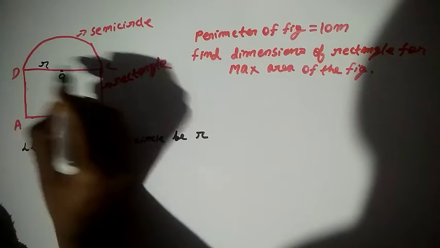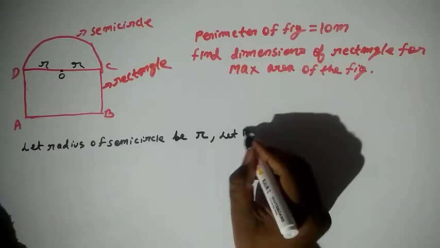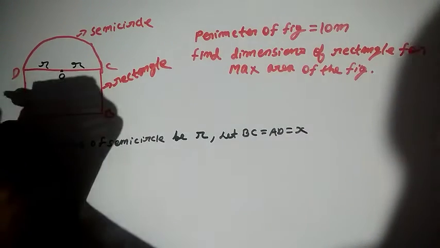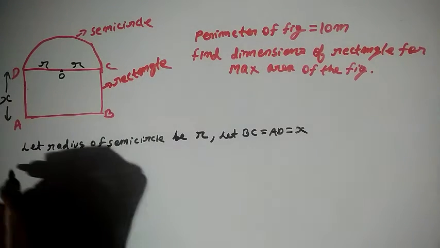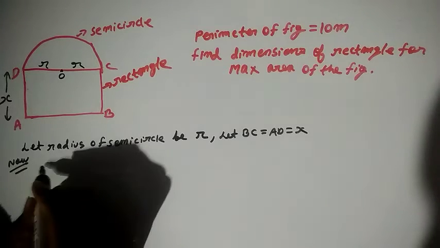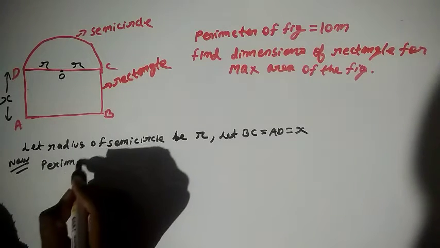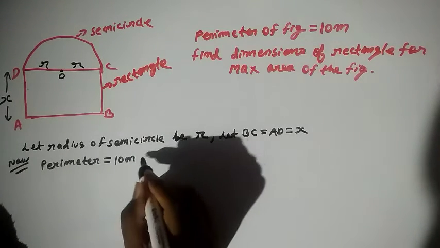Let O be the center of the semicircle, so these lengths will be R. And let BC equals AD equals X, so these lengths will be X. Now perimeter of the figure is 10 meter, so let me write it down. Perimeter is 10 meter.